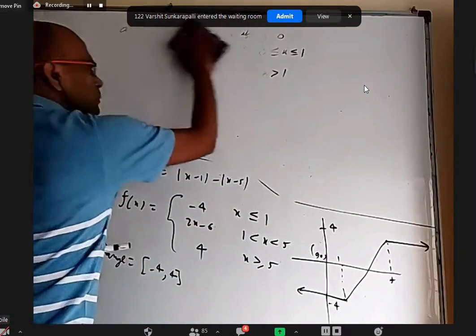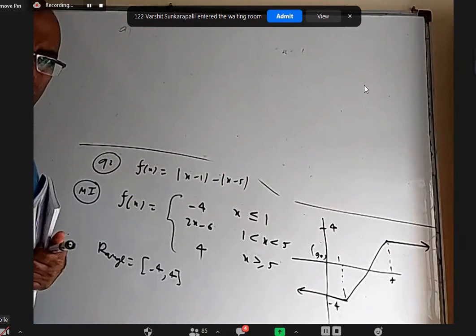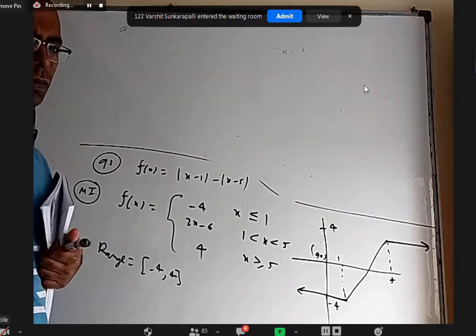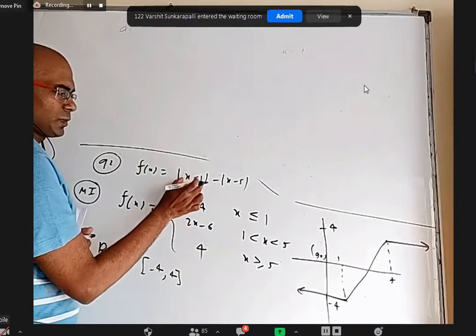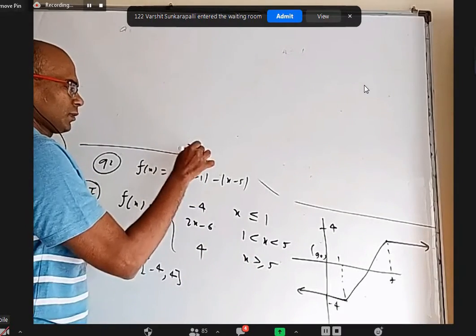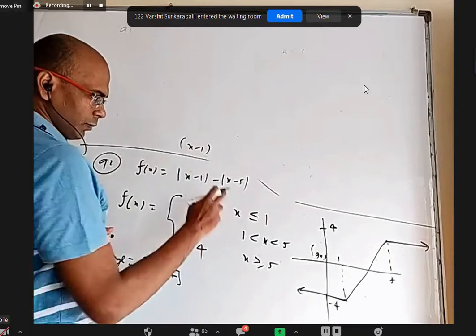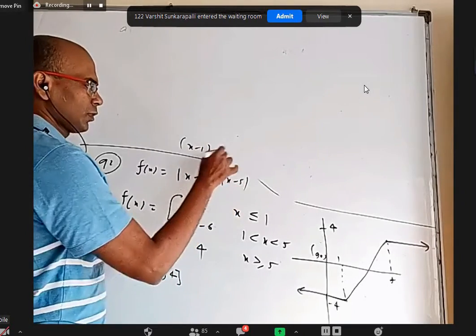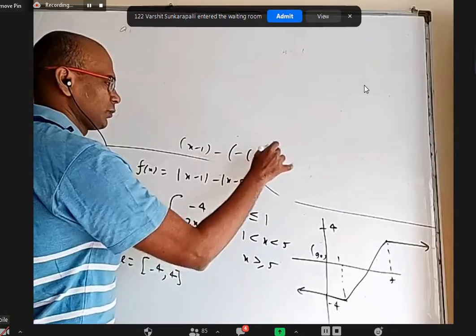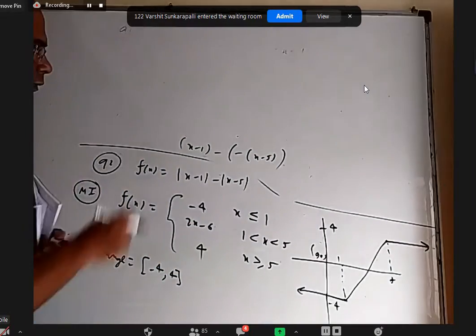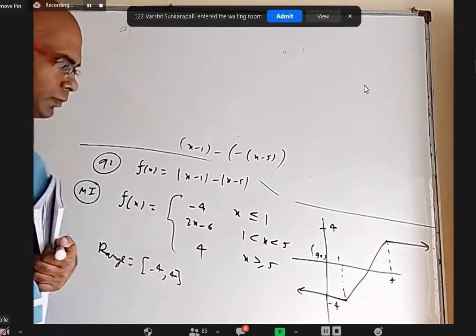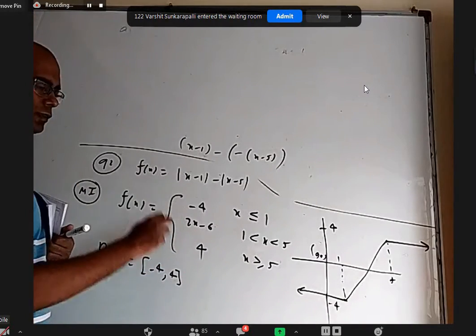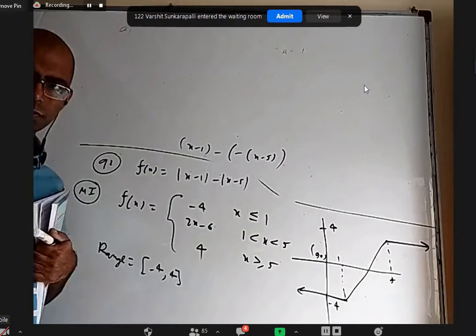Sir, how did you get 2x minus 6? Oh, okay. When you take any number between 1 and 5, x minus 1 is positive. So when you remove the mod, it will become x minus 1. But x minus 5 is negative. When I remove the mod, I'll get minus of x minus 5. That is actually 2x minus 6. Even this I got like that, minus 4 and plus 4 also.